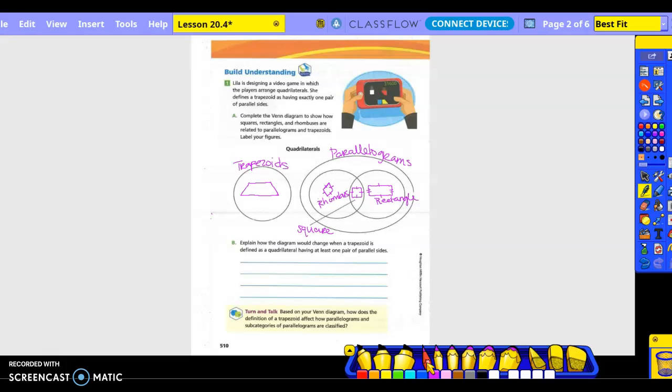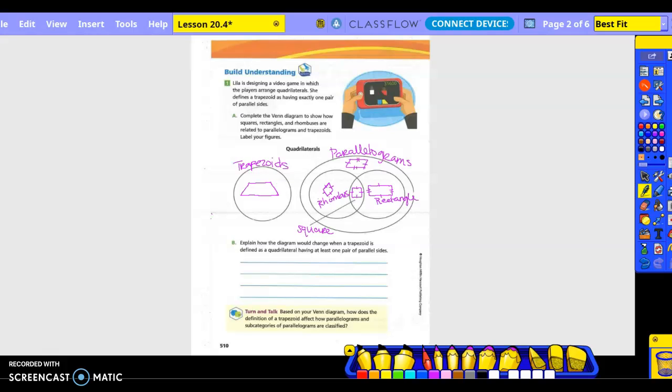Okay, and then what else is a parallelogram that does not fall in? What's the picture of a parallelogram? It's kind of like this, right? It has two slanted sides. And then these are congruent and these are congruent, right?